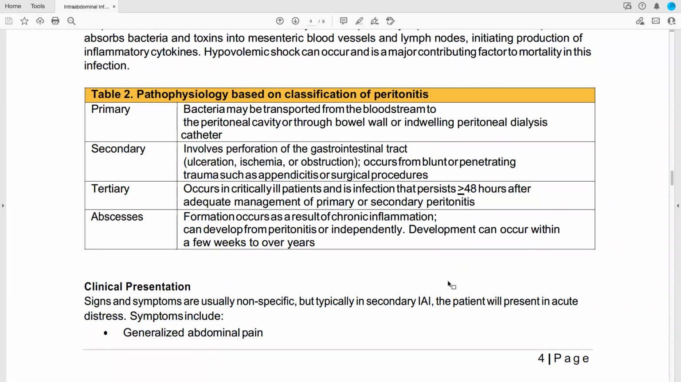So when you see appendicitis there, know that we're saying it's a secondary infection caused by appendicitis, which was that primary infection. So make sure you keep that in mind.